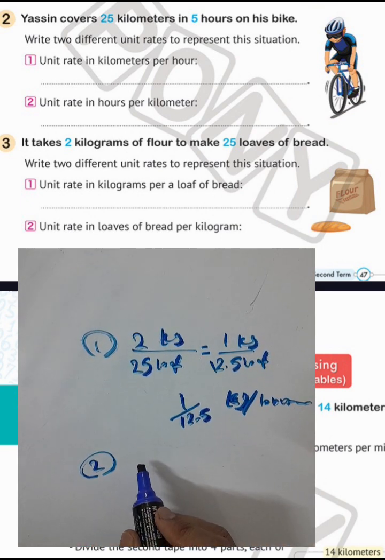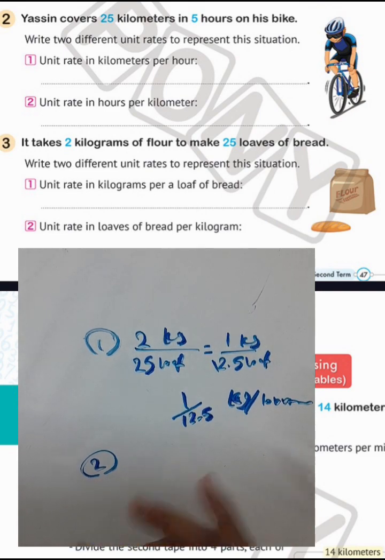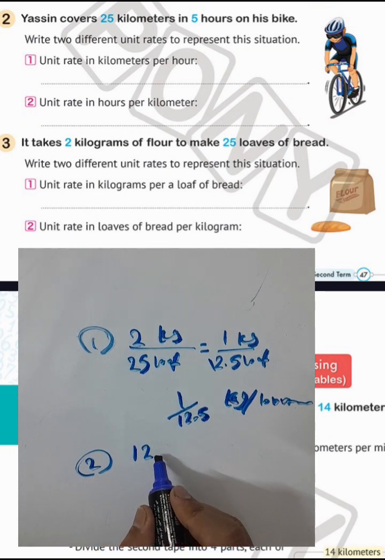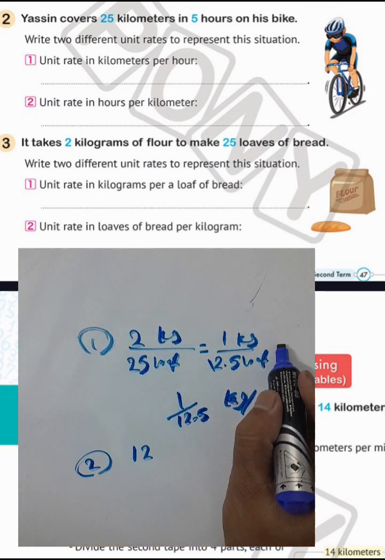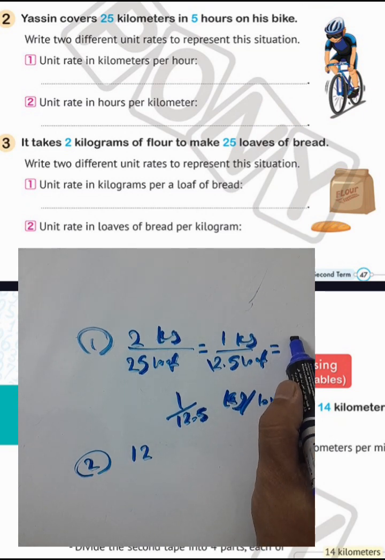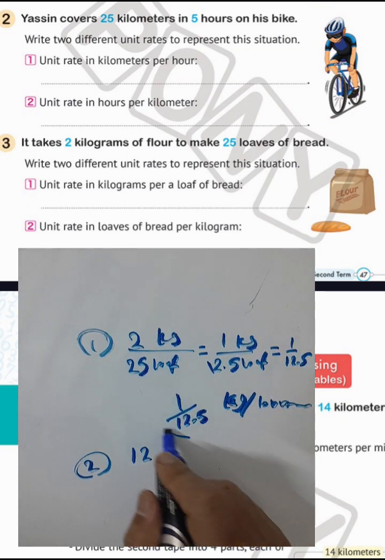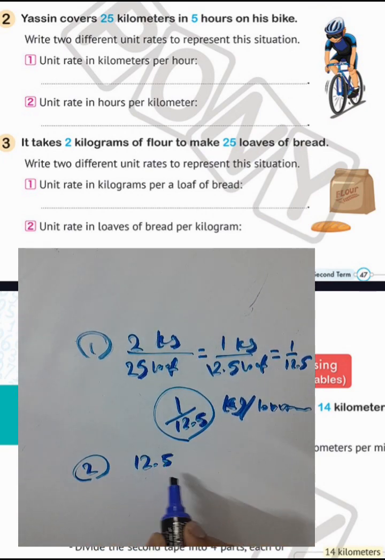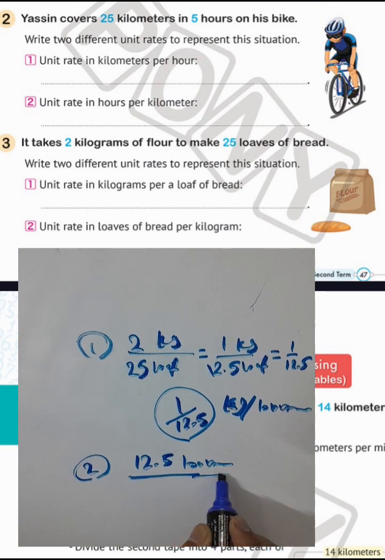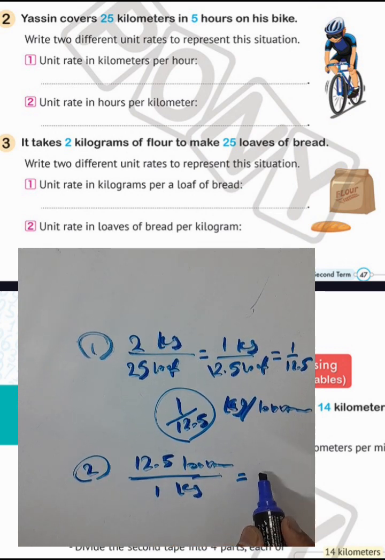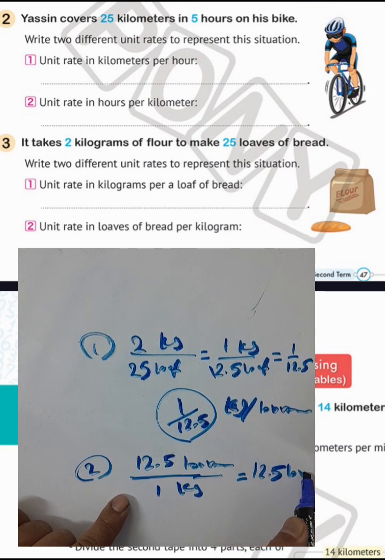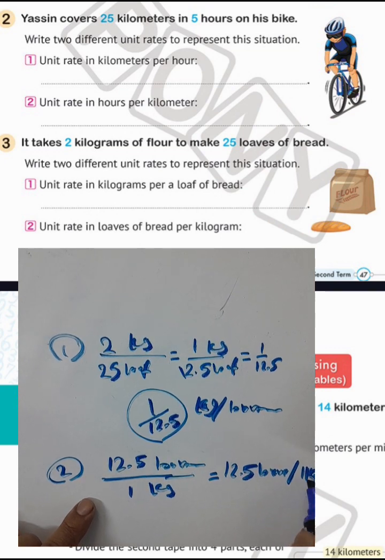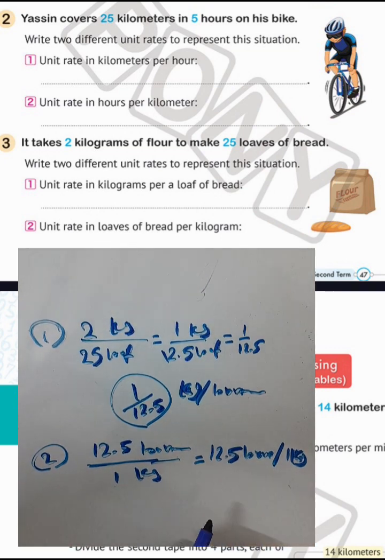Question number 2, unit rate of loaves of bread. You can write the inverse of this solution. You can write the inverse 12.5, or write 1 over 12.5 as the second result. Write 12.5 loaves of bread over 1 kilogram, or 12.5 loaves of bread per 1 kilogram. This is the second answer. About this example you have 2 solutions.